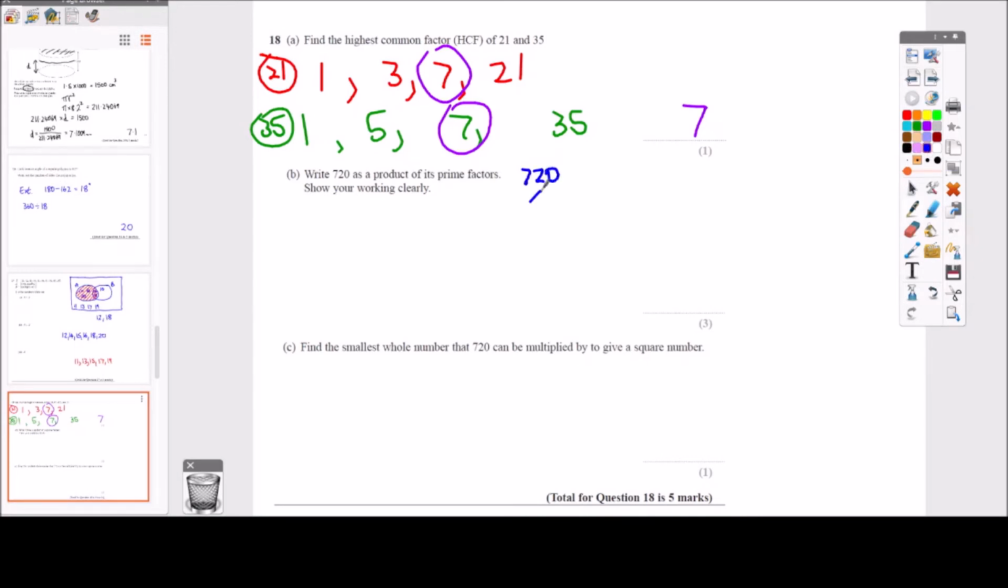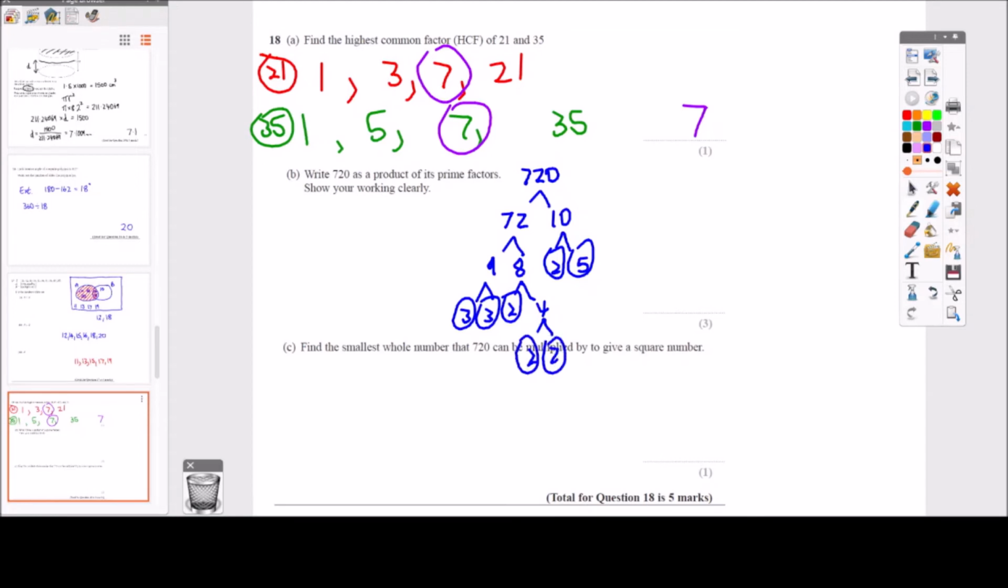Any two whole numbers that multiply to give you 720, I'm going to do 72 and 10. 72 breaks down to being 9 times 8, for example, and 10 is 2 times 5. Now 2 and 5 are prime numbers, so we circle those. Our work is done. 9 is 3 times 3, prime numbers. 8 is 2 times 4, of which 2 is prime, and the 4 is 2 times 2.